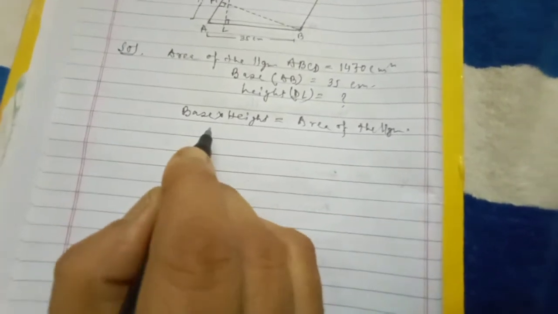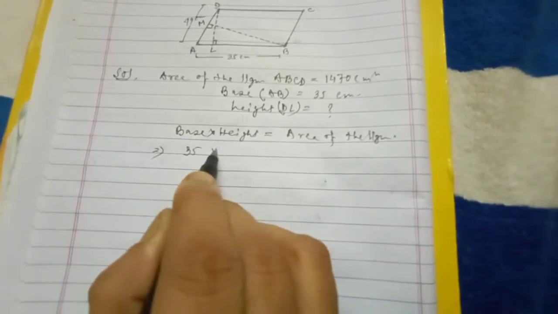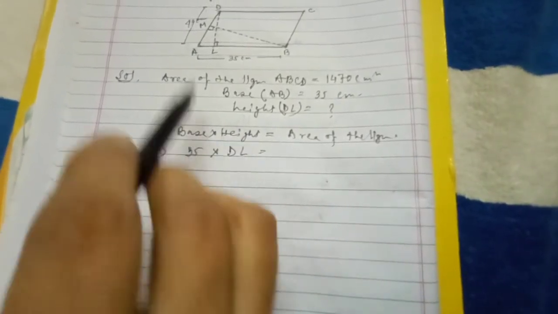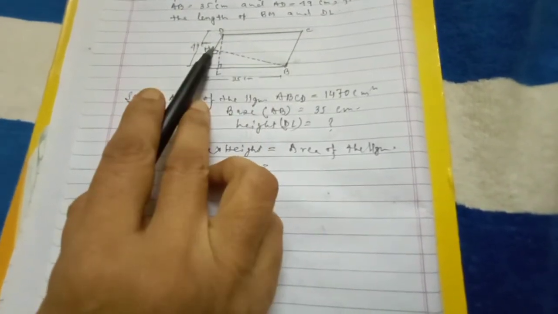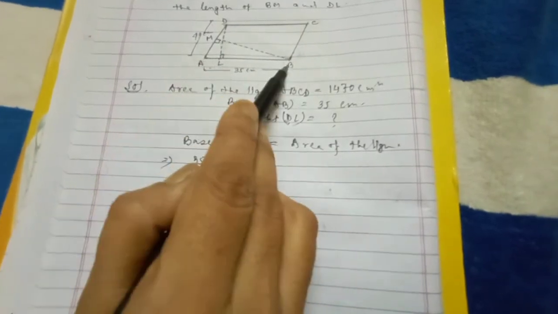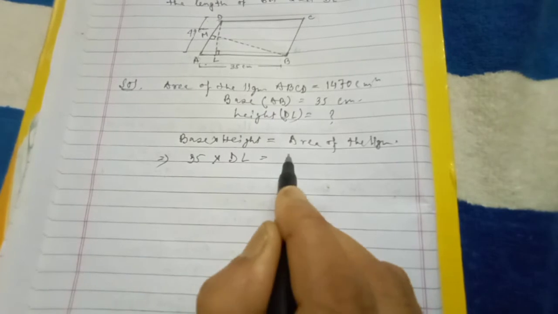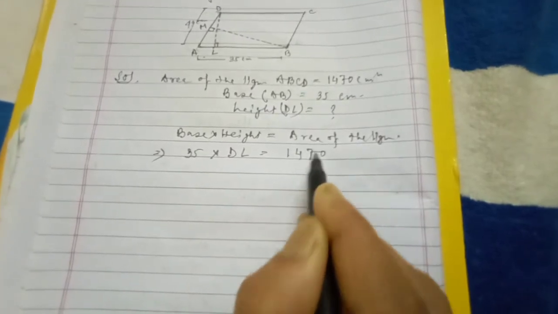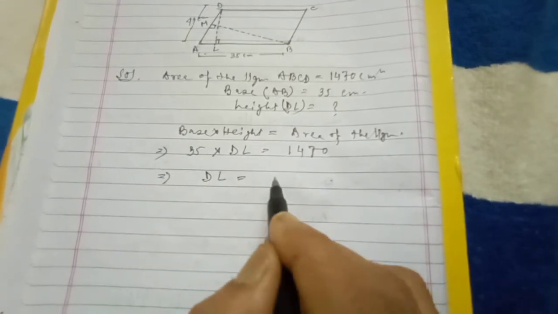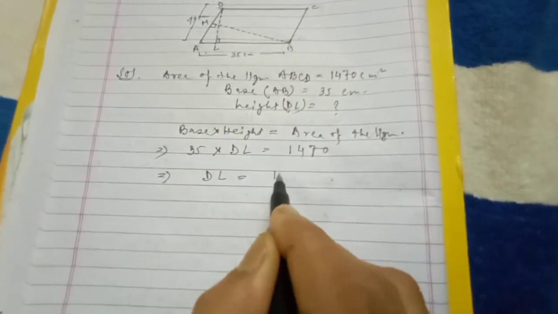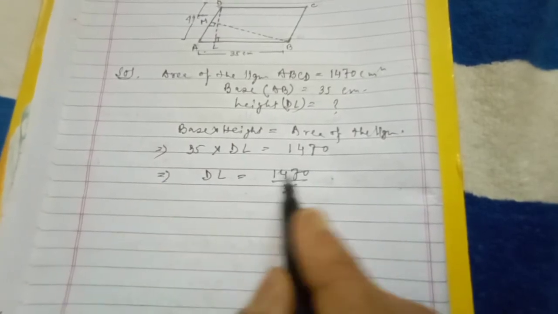Area of the parallelogram: base is 35 centimeter, put the value 35, and height is DL. On 35, DL is the height, and on 49 centimeter, BM is the height. Now we are on this AB, using this base and this height, equal to 1470. Now to find the value of DL, you have to divide it by 35. 1470 will be divided by 35 because it was multiplied here.